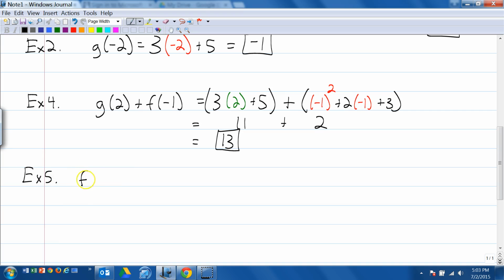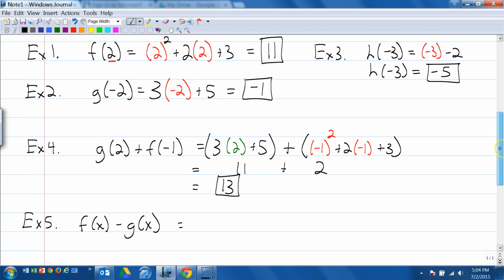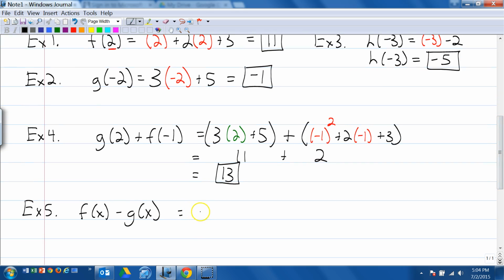First, let's just do what f of x minus g of x is. Notice how I didn't put any values in. That means I just want you to subtract the two functions. So f of x, again, was x squared plus 2x plus 3. So x squared plus 2x plus 3 minus parentheses 3x plus 5.